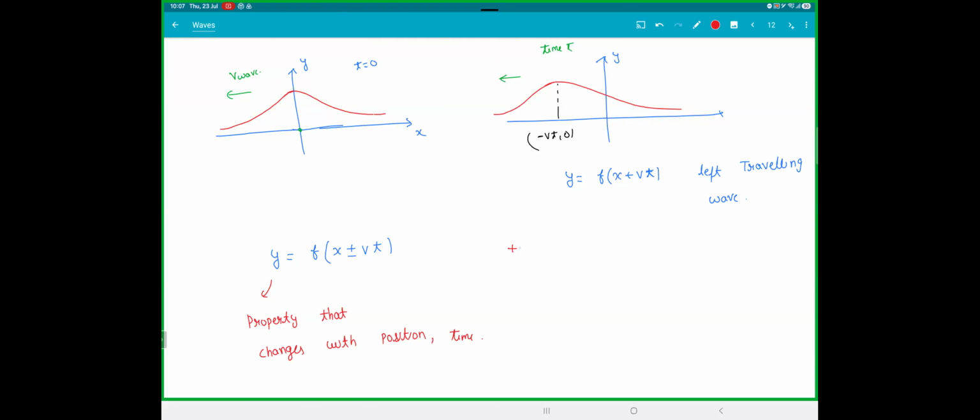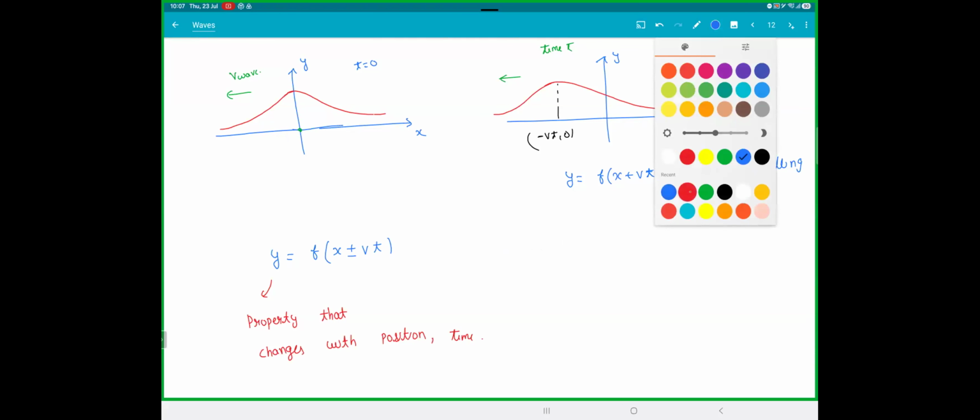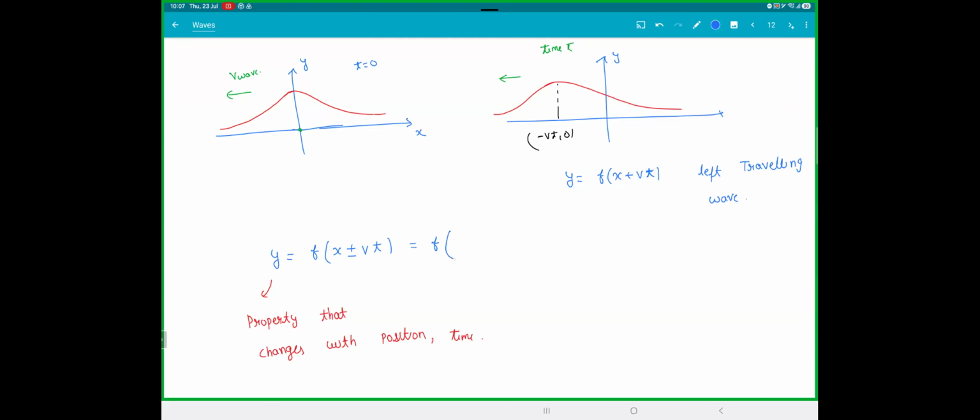So the minus sign indicates a right traveling wave, and the plus sign indicates a left traveling wave. Keep that in mind. We can also write this in a more general form: f is equal to ax plus or minus bt. It should look in that form. Negative in the middle indicates it's a right traveling wave. So if the wave is going to the right, you get x minus vt. If you get a plus in the middle, it's a left traveling wave.